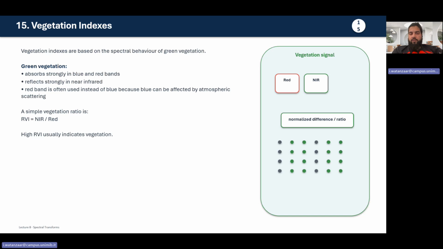So the red band is often used instead of the blue because blue can be affected by atmospheric scattering. It is already affected, and that's why we don't have any blue. That's why the sky is blue, and it is scattered across the whole sky. So the simple vegetation ratio, RVI, means ratio vegetation index: near infrared divided by the red band. A high RVI usually indicates vegetation.